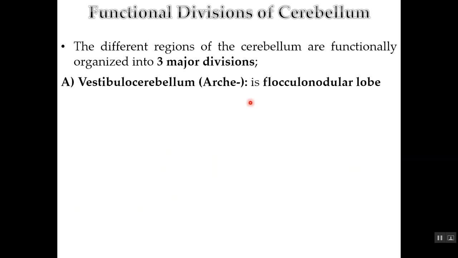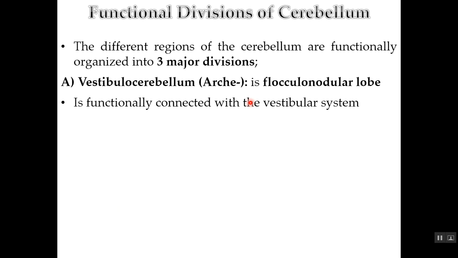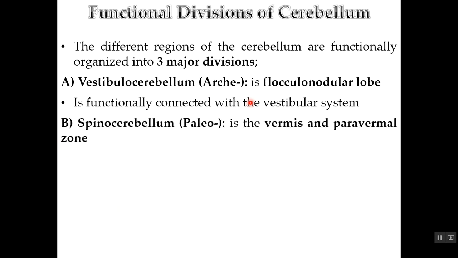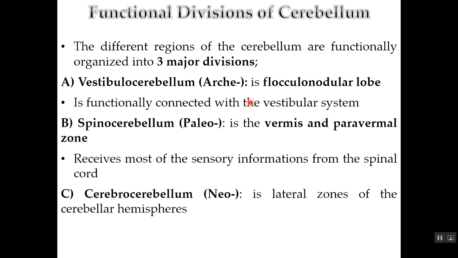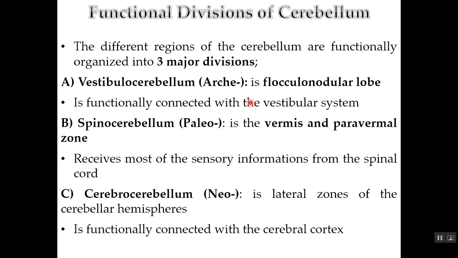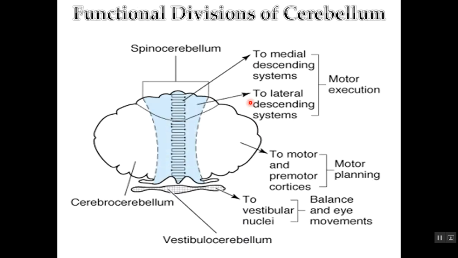Number one, the vestibulocerebellum. This is the folliculonodular lobe. It is functionally connected with the vestibular system. The spinocerebellum or paleocerebellum includes the vermis and the paravermal zone. It receives information from the spinal cord. And the cerebrocerebellum or neocerebellum is the lateral hemispheric zones of the cerebellum, and is functionally connected with the cerebral cortex. This is again the functional divisions of the cerebellum.